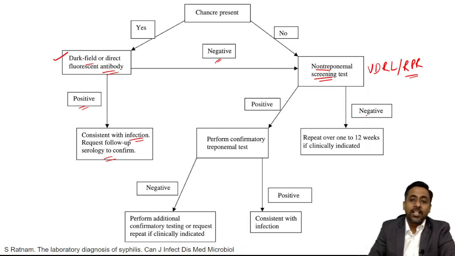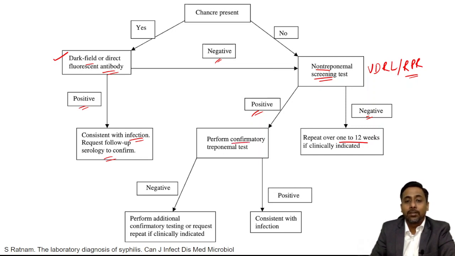If that too is negative, then repeat the test after 1 to 12 weeks. Even after that, if it is negative, then it is not a case of syphilis. Now, if the non-treponemal screening test is positive, can we confirm the diagnosis? No, because it is a non-treponemal test, that is, non-specific. So we need to confirm it with a specific treponemal test.